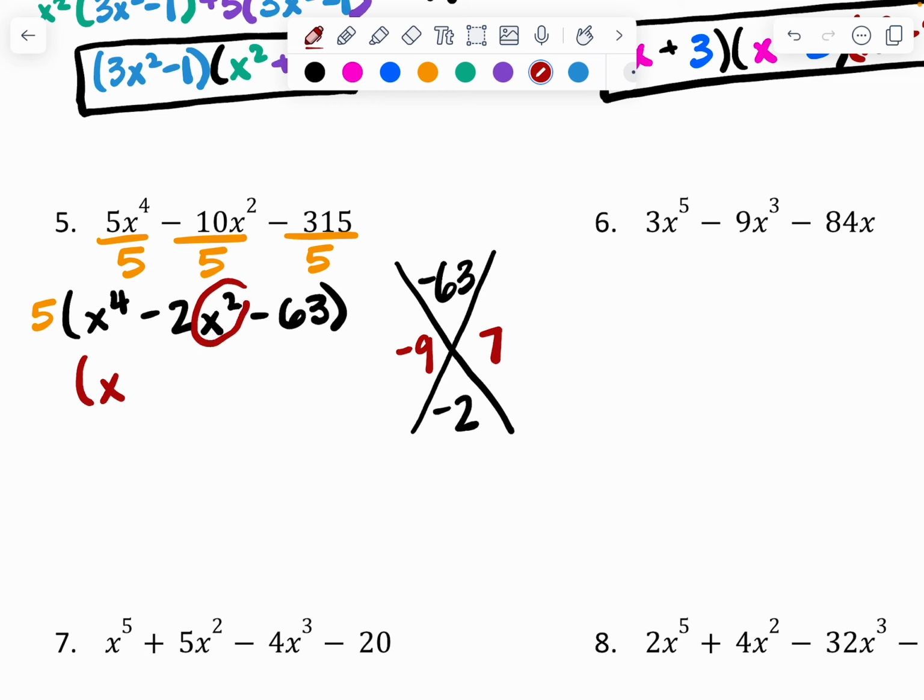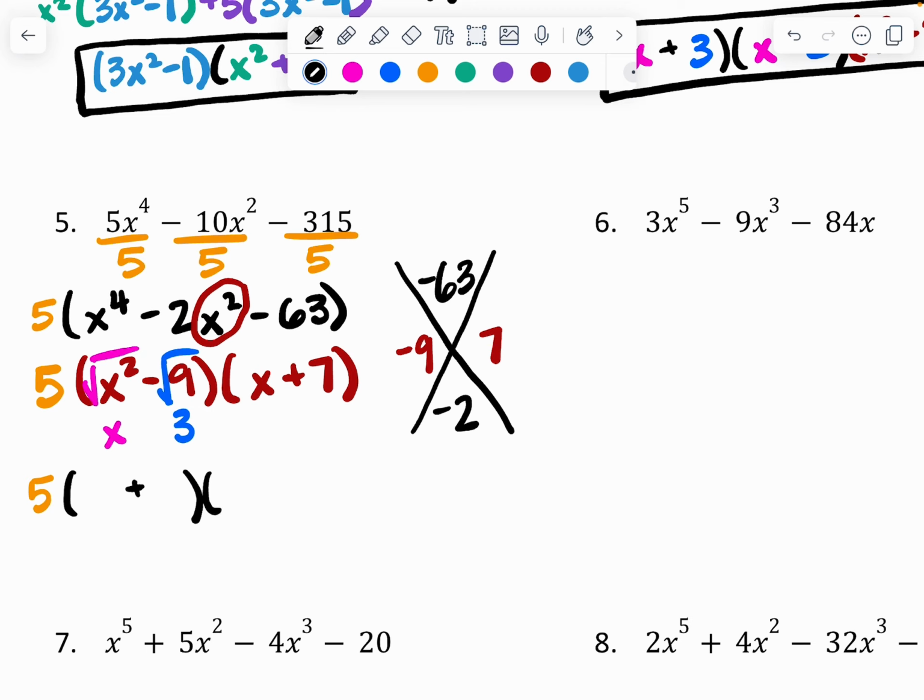So remember, again, don't forget to use the middle term, x squared minus 9 and x squared plus 7. I have a difference of squares with x squared minus 9 again. So now I have 5 times x plus 3 times x minus 3 times, oops, I forgot the squared there, x squared plus 7.